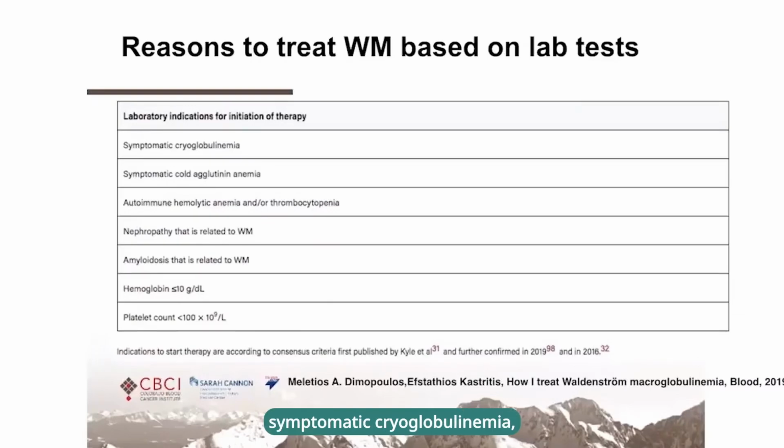So what about lab tests? What patients with WM do we treat based on a laboratory test? Well, if they have symptomatic cryoglobulinemia, we treat that. If they have symptomatic cold agglutinin disease anemia, we treat that. If they have something called autoimmune anemia or thrombocytopenia, where the patient's immune system Pac-Mans or eats up the red cells and the platelets, we treat those patients. If we find kidney irritation from the WM, we treat those patients. If they have this thing called amyloid, we treat those patients. Or if you're anemic or thrombocytopenic, we treat those patients.